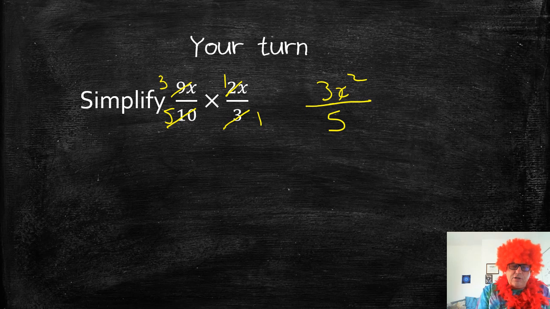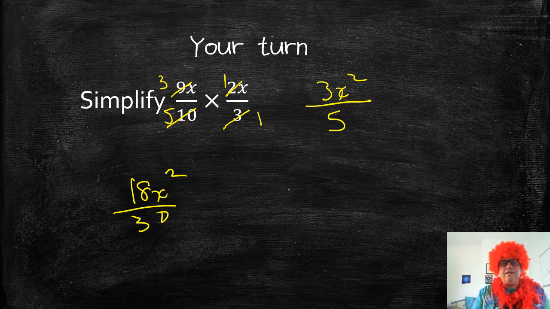Again, this is much easier than just multiplying the numerators, which would give me 18x squared, and multiplying the denominators, and then I would need to cancel that. But if I did do that, I would still end up there. It's going to be easier to cancel first.